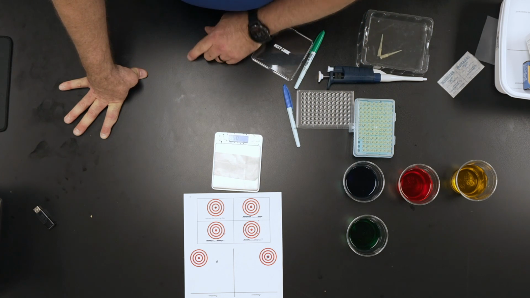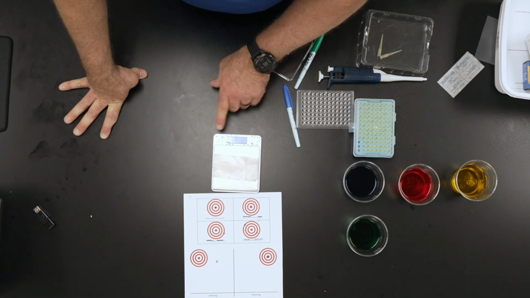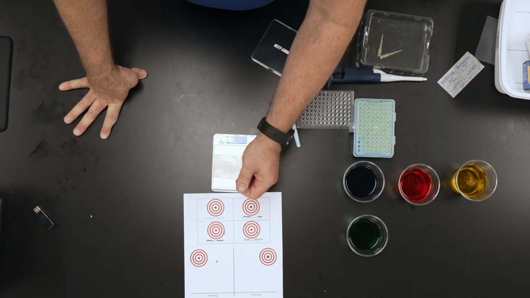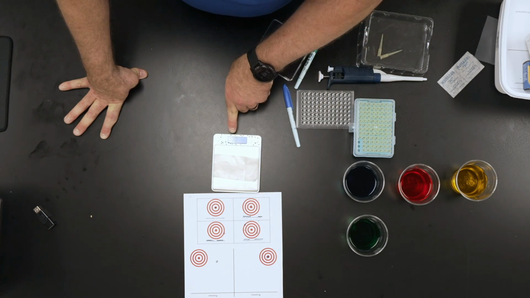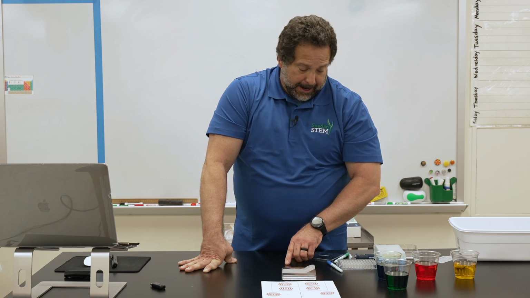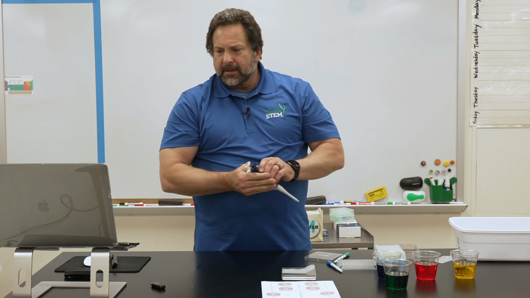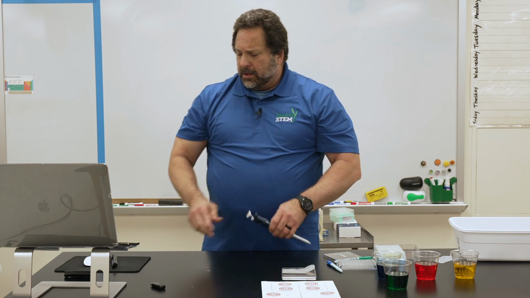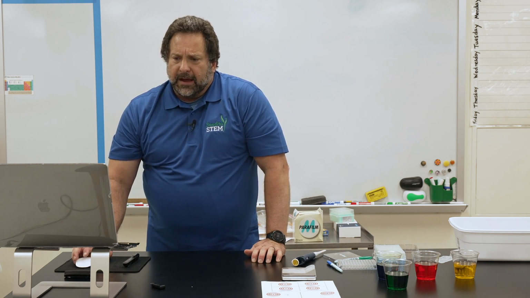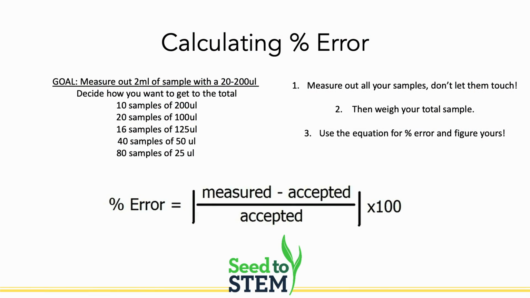So I would tare this instrument. Tare means I put it to 0, so everything on there is 0. When I add mass to this, it's going to register what that mass is. Okay? Pretty simple. So in this case, looking at the slide we've got here, what you're going to need to do is very simple. The goal is to measure out 2 milliliters of sample with a 20 to 200 microliter pipette, which is what we've got here, okay? And you can decide how you want to get to the total.